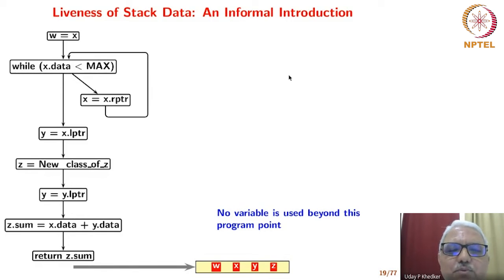So here is a simple program. We want to do live variables analysis. What does this program do? It has some pointers. We say w equal to x, and while x dot data is equal to something, we say x is equal to x dot rptr. This is a Java style notation. Maybe I should have put arrows here. Please keep in mind this is a Java style notation, not C++ or C style notation.